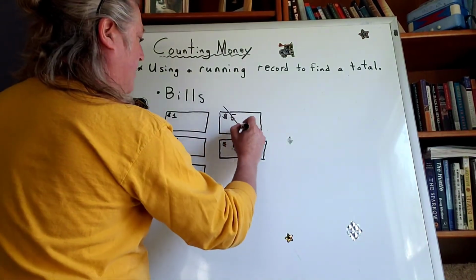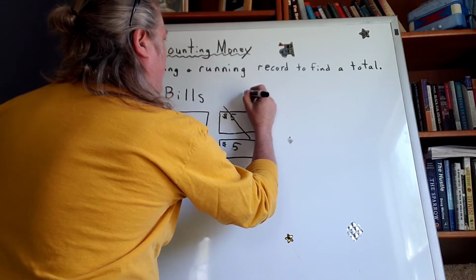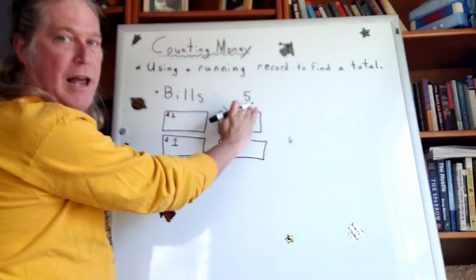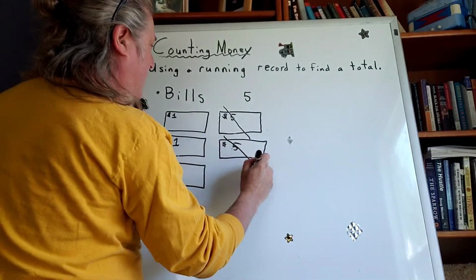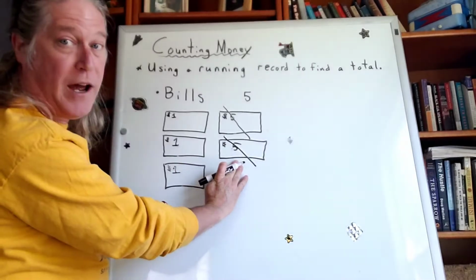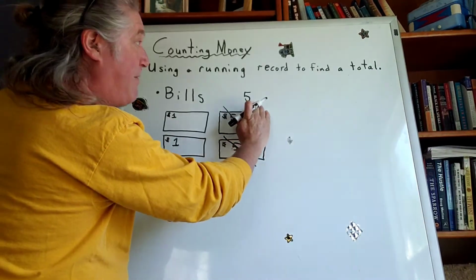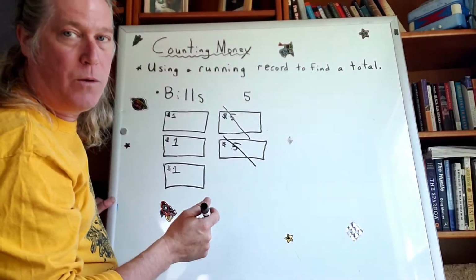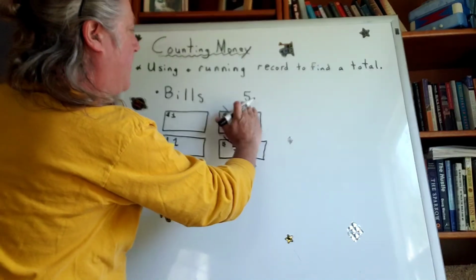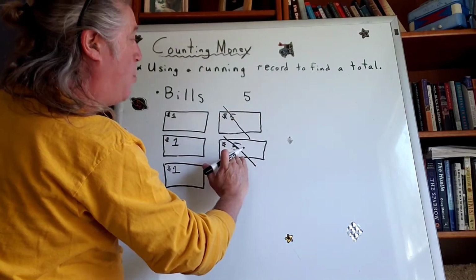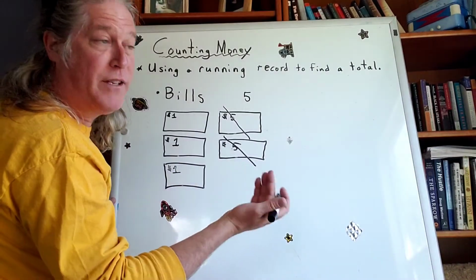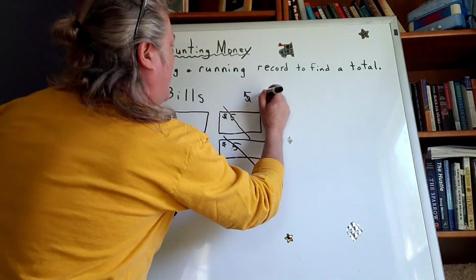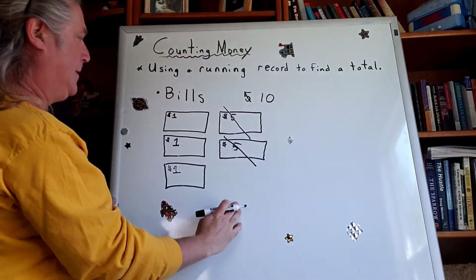We take the first bill. We know it's worth 5. On the second bill, we know that's worth 5. But instead of writing 5 again, when we have to add it all up at the end, we're going to add as we go. That's what a running record is. So we've got 5 more. I know my counting by 5s, 5, 10. Okay, so the next we're going to have 10.